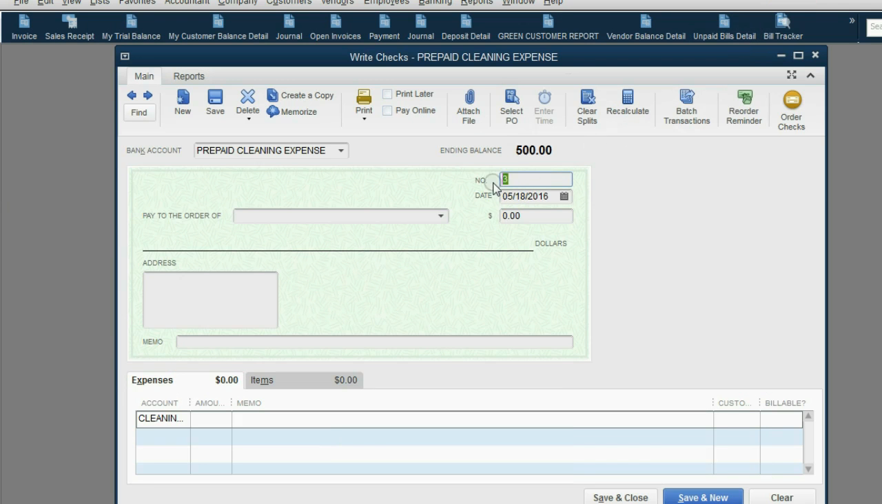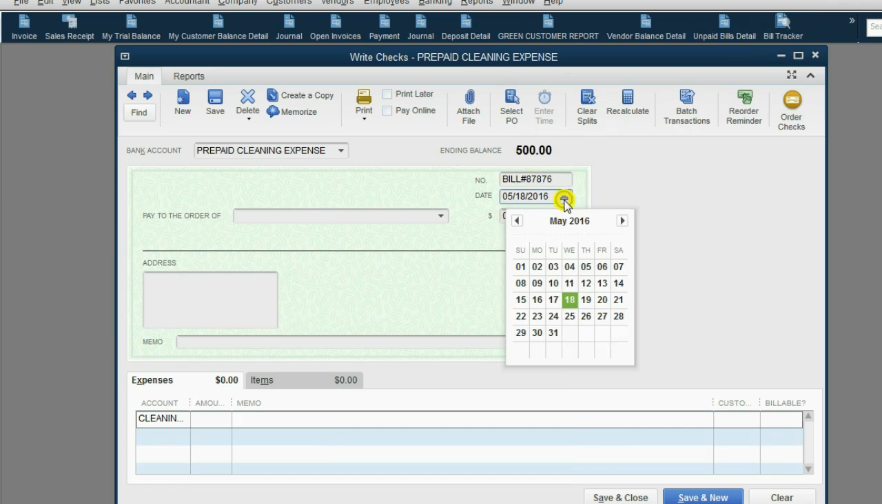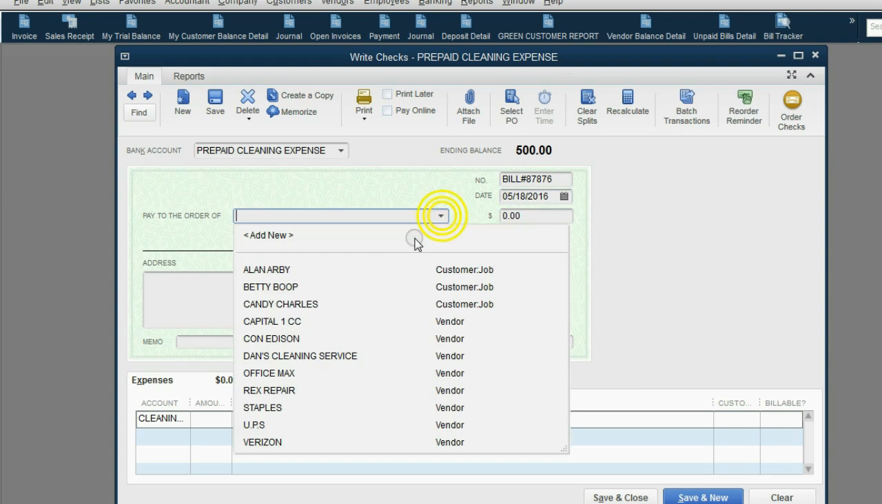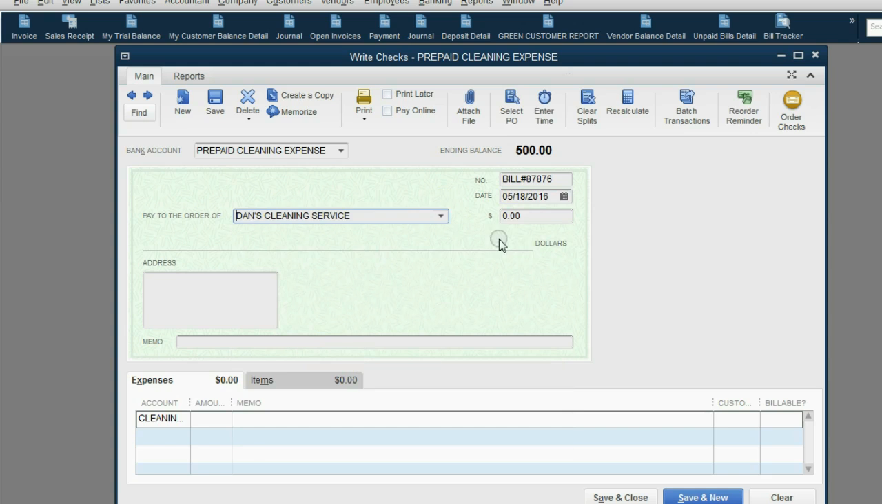87876. So we could even put bill number 87876. The date, of course, was May 18th. The vendor was Dan's Cleaning Service, and the money amount of the service we received against our $500 deposit is $200. So again, the top is prepaid cleaning, the bottom is cleaning expense. The money amount is the amount of service we received on the 18th, and the bill number goes here.